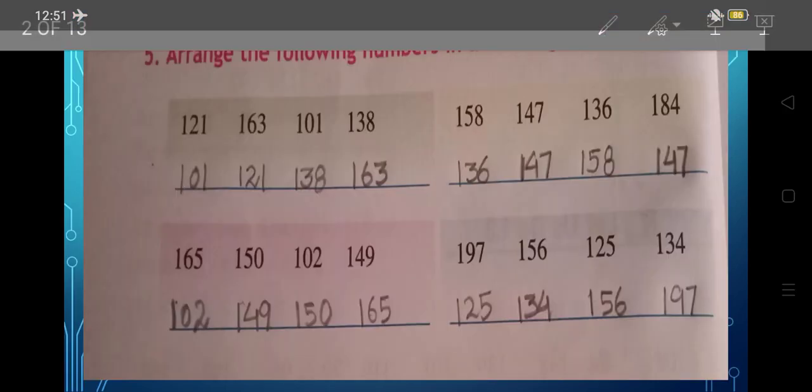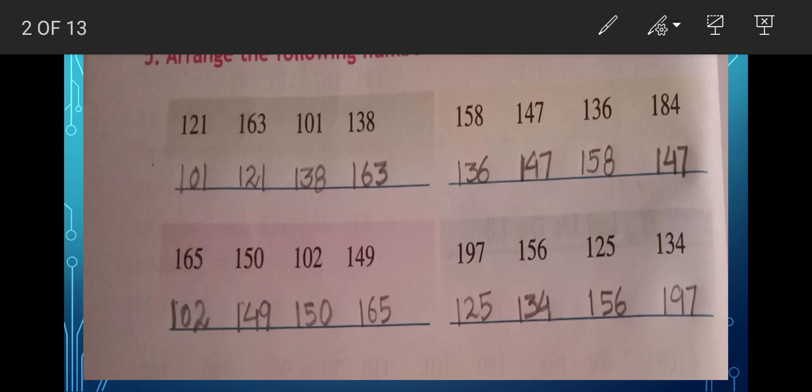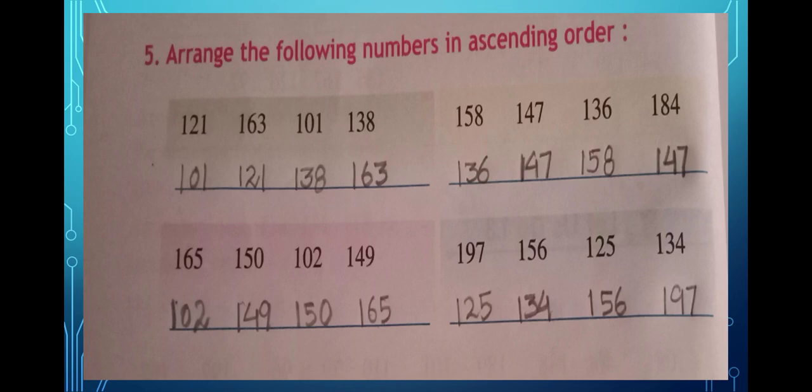So in question number 5, this is the question. Arrange the following numbers in ascending order. Okay. So here how you have to do ascending, I have already written the answer as it is difficult for me to write here. Now 121, 163, 101, 138. Okay. So as I told you earlier, if it is a 3-digit number, you have to first see the hundreds place. Here all the hundreds places are having 1. Okay. So you have to go back and see the tens place. Tens place here it is 2, 6, 0 and 3.